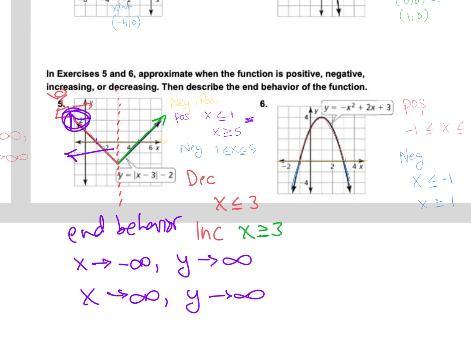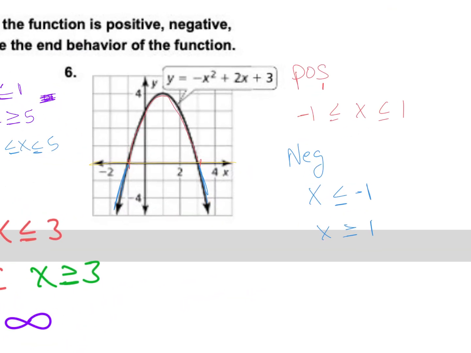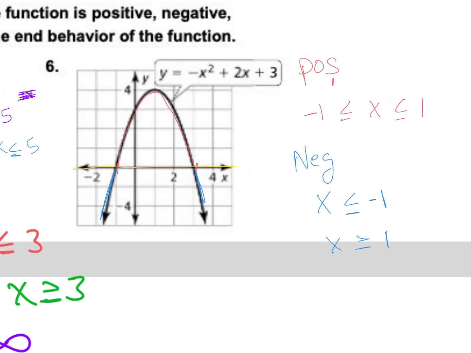So that's positive and negative. Now we're going to talk about decreasing and increasing. So the increasing is going to be like this. So it is increasing for x less than or equal to that line right there, which is 1. And it is decreasing from 1 to forever. So decreasing for x is greater than or equal to 1.